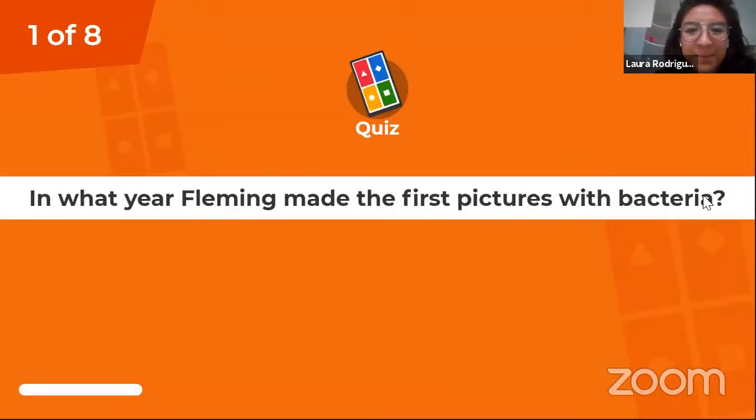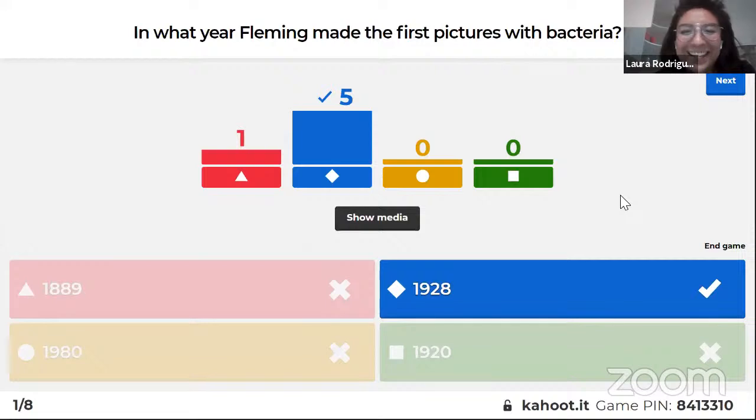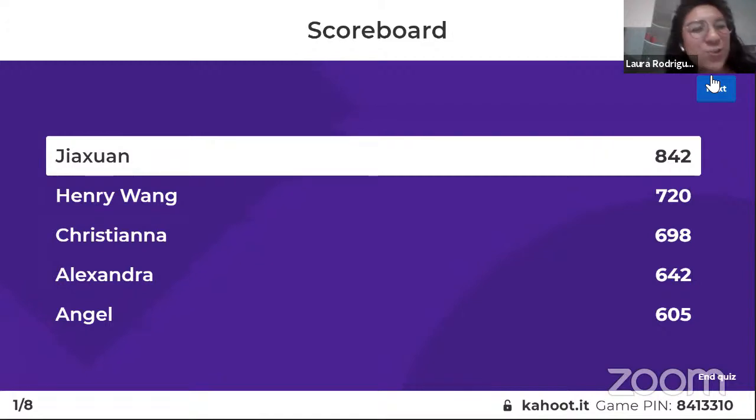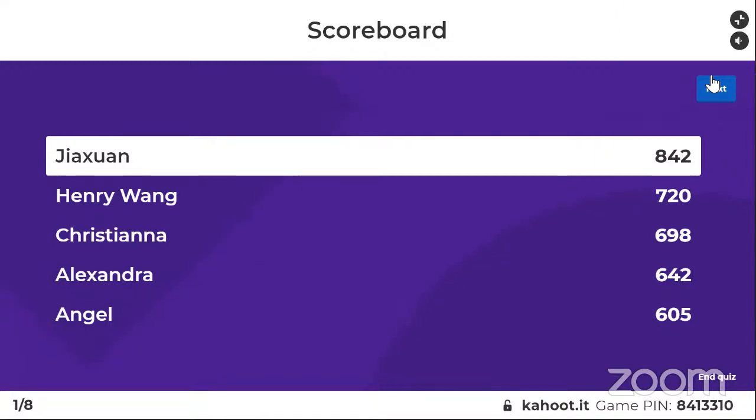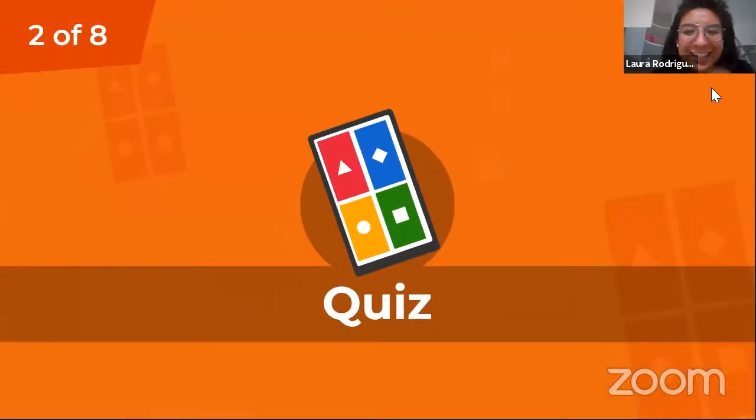So, in what year did Fleming make the first picture of bacteria? Ah, no, I don't see. Do you see the colors? You need to select, and time's up. Okay, good. So who is the first one? Okay, yeah. Sorry, I cannot pronounce Yashwan. If you answer faster, you receive more points. So first place, Yashwan, then Henry, Christiana, good. Let's see the next one.